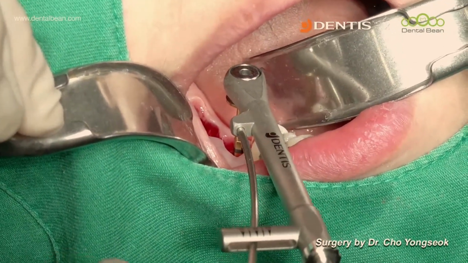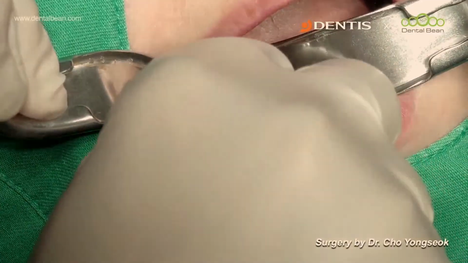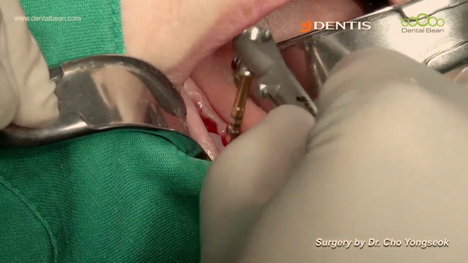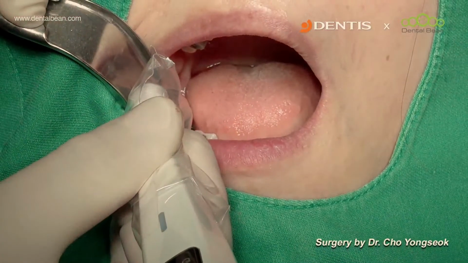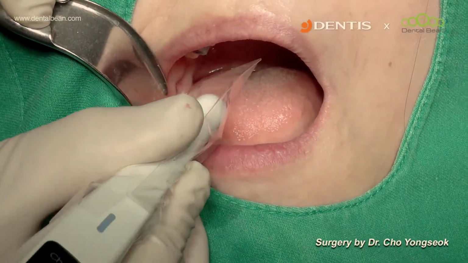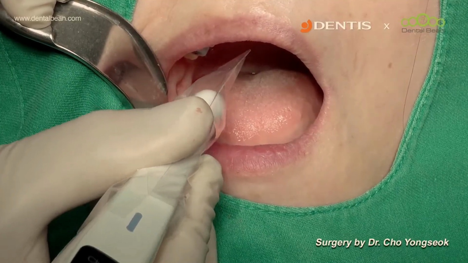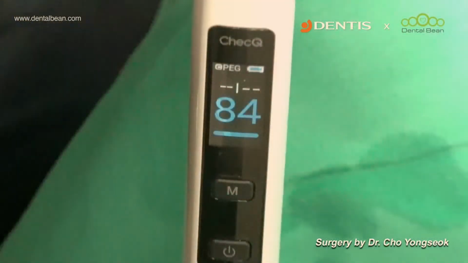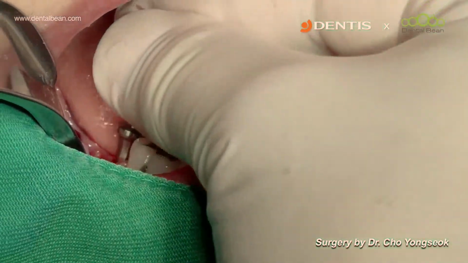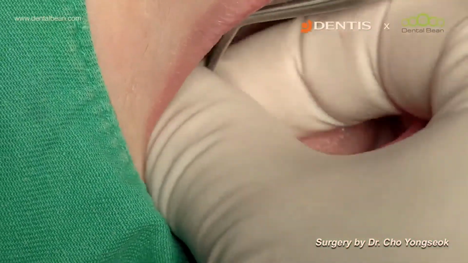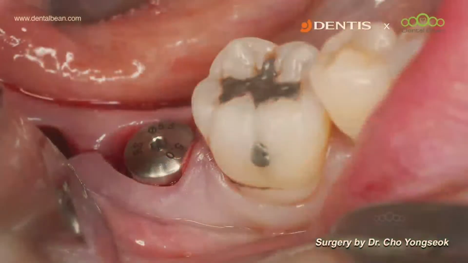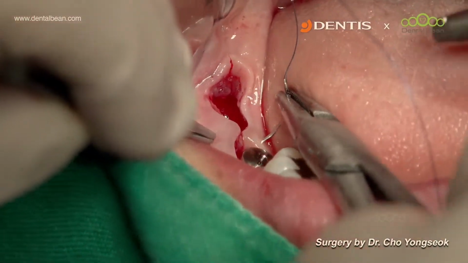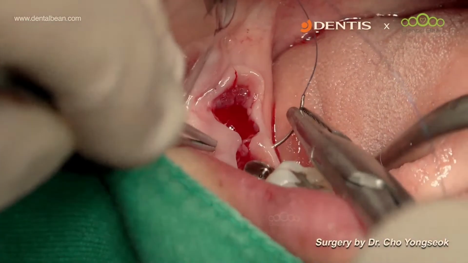Watching the laser marking system on the implant driver. The last laser marking means 5 and 4 millimeter. So usually I place the implant at 5 millimeter. Watching the laser marking. The ISQ value is very nice. So I connected the healing abutment. Okay, slightly medially positioned. Again, approximated the flap with 5-0 nylon.